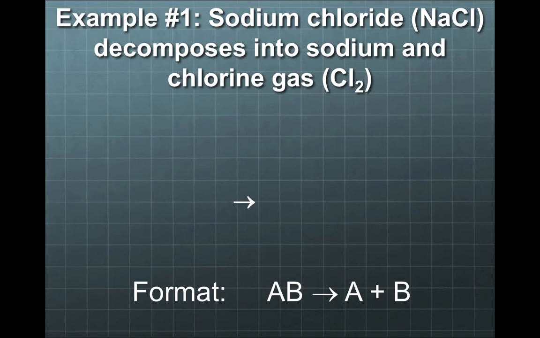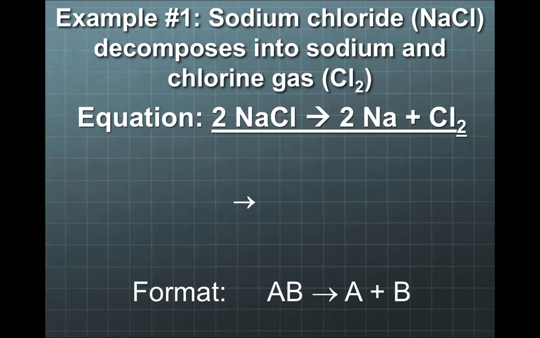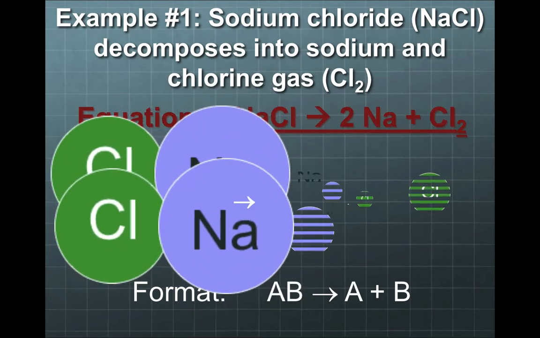Okay, so sodium chloride, or salt, decomposes into sodium and chlorine gas. First, I wrote the equation out there. So we have NaCl breaks apart into Na and Cl2. And again, I already balanced it for you. I had to put the 2 on the left-hand side in front of the NaCl to make sure my chlorines were balanced, which then means I need to put a 2 in front of the Na on the right.